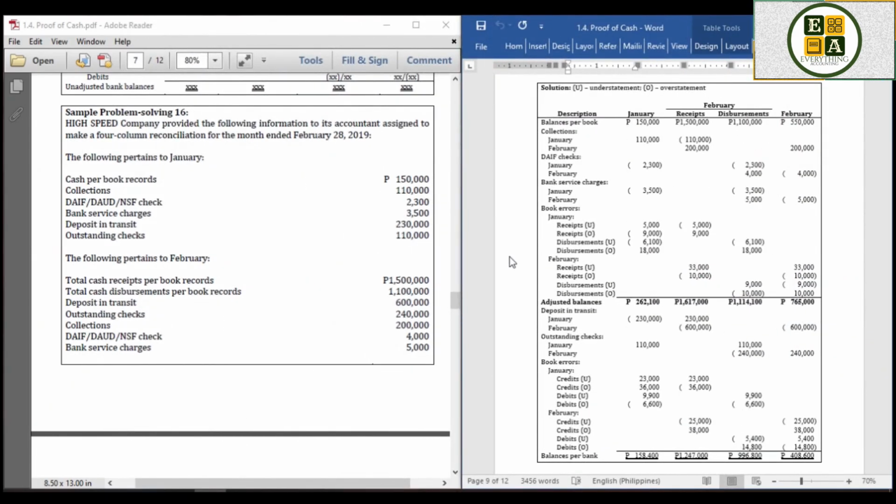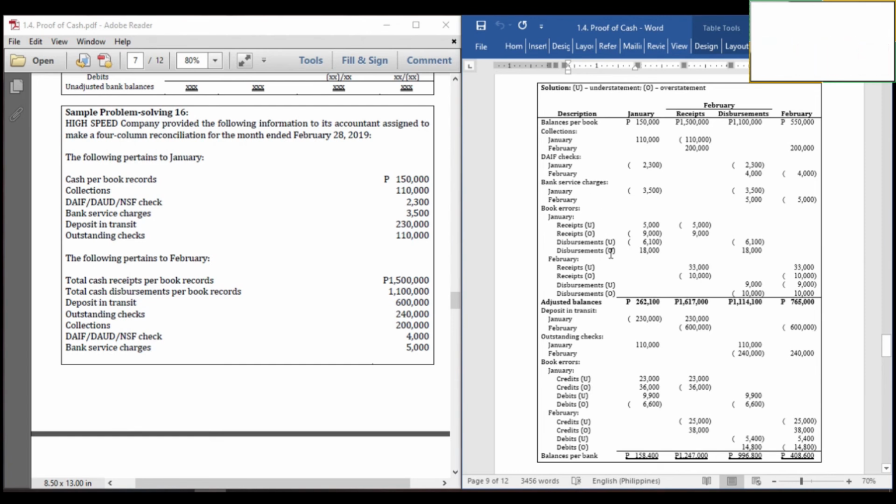Okay, so proceed naman ako dito sa problem solving 16. I-explain ko lang kung paano i-apply yung next method natin, yung book to bank method of preparing proof of cash. Okay? So, the same structure ng problem doon sa sample problem solving 15. Yun nga lang, wala tayong unadjusted balances or yung uncorrected balances ng bank. Yung meron lang tayo, mostly are balances and reconciling items for book. The same goes yung application dun sa bank reconciliation na normal. Okay? Yung gagawin natin, yung balances at saka yung reconciling items for book.